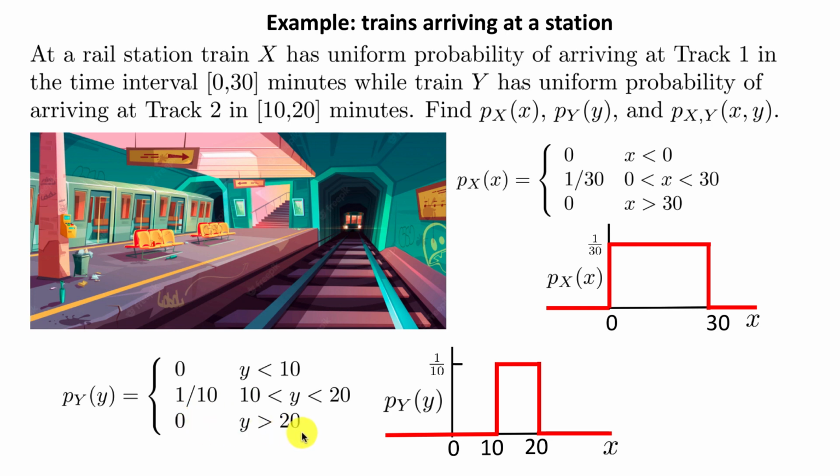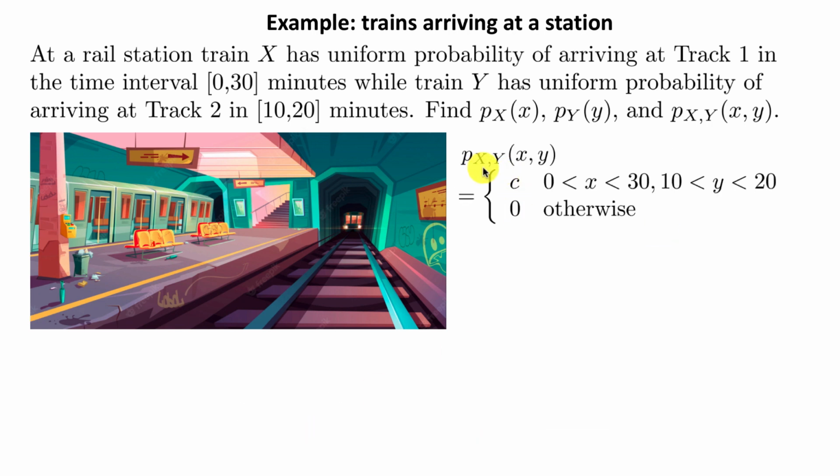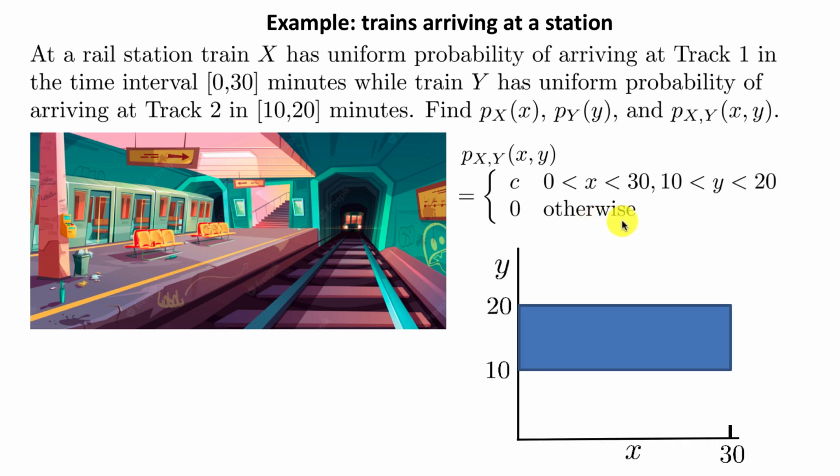What is the joint probability distribution function? Here's how to find that. We'll say that this is a constant, some constant c, provided that x is between 0 and 30, and y is between 10 and 20, and is 0 outside of this. Well, we can sketch this, but now we need two axes. We need the x-axis and the y-axis. And so it is in this rectangular strip over here that the probability is non-zero. It's non-zero, but what is the value?